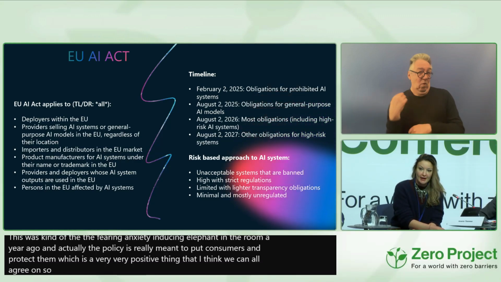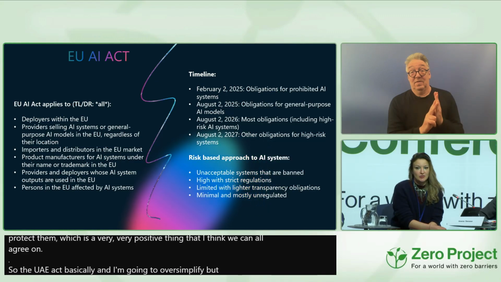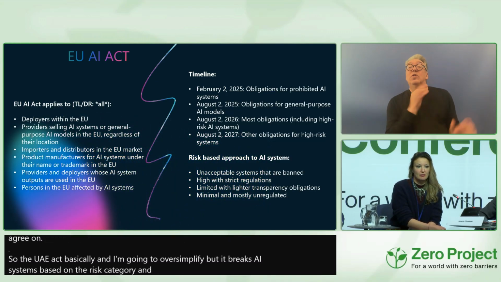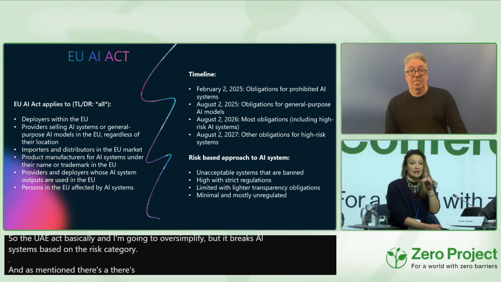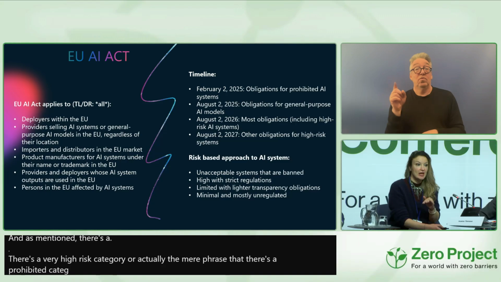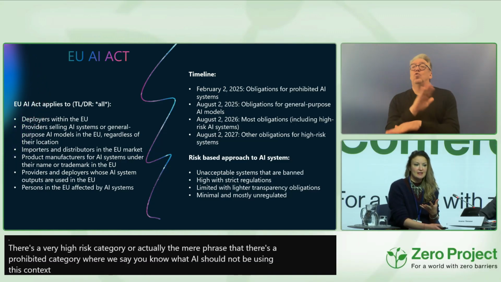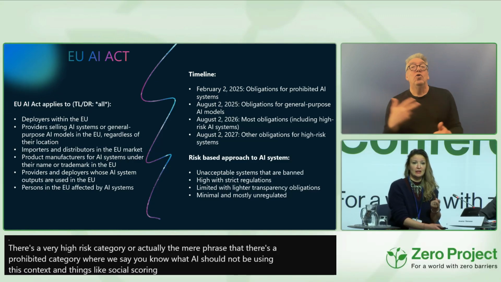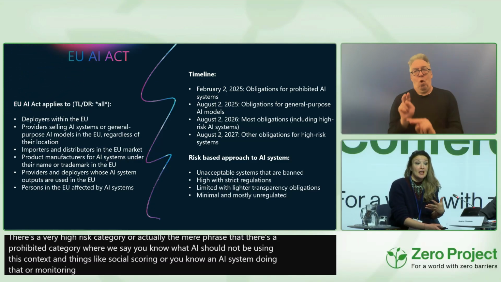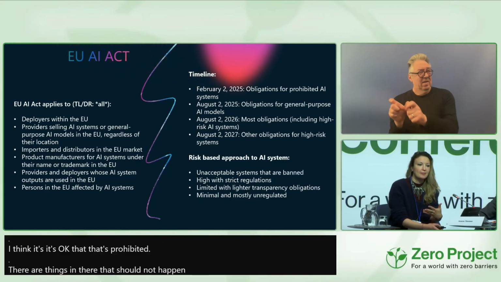So the EU AI Act basically, and I'm going to oversimplify, breaks AI systems down based on risk category. There's a prohibited category where we say, you know what, AI should not be used in this context. Things like social scoring or monitoring, I think it's okay that that's prohibited. There are things in there that should not happen using AI.